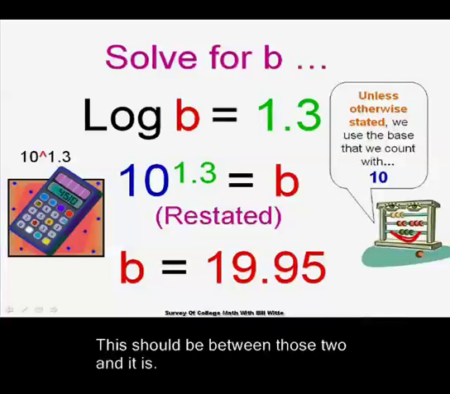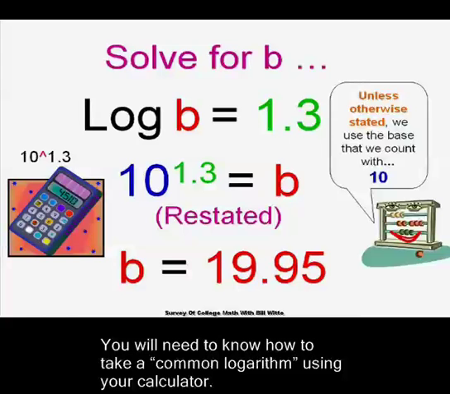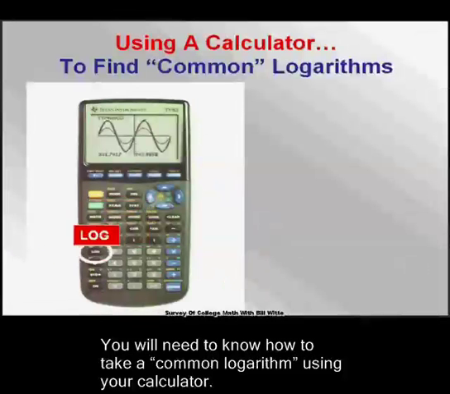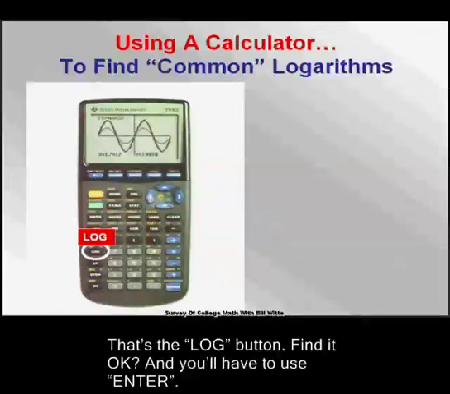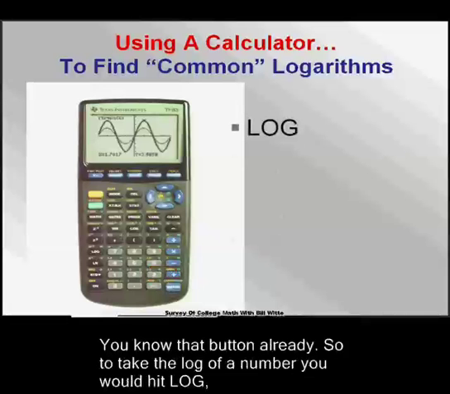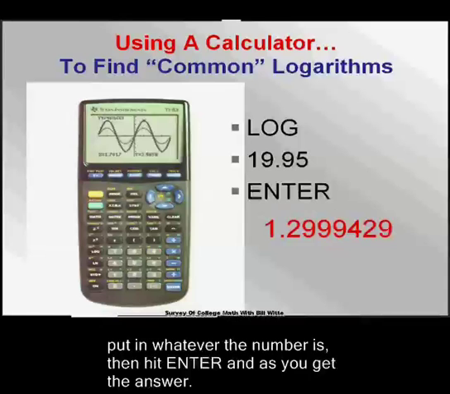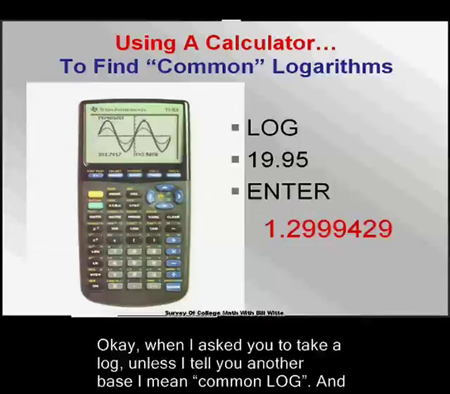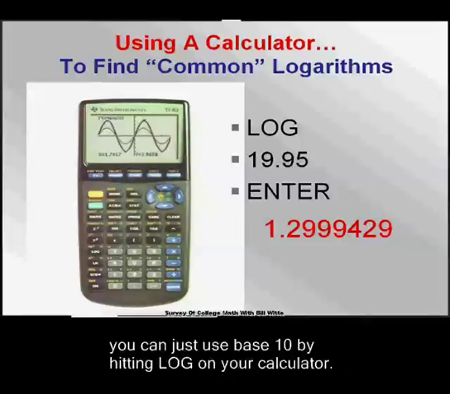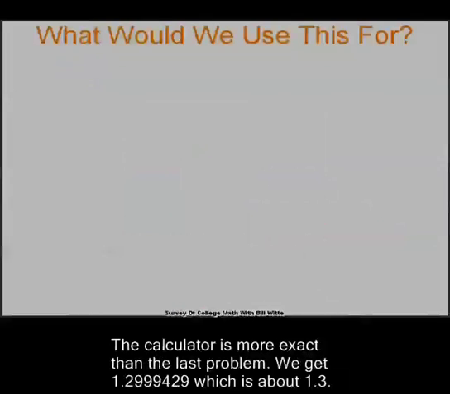Now you're going to need to know how to take a common logarithm using your calculator. A common logarithm, that's log. There's your button. Find it. And you'll have to use enter. You know enter already. So to take the log of a number, you would hit log, put in whatever the number is. Let's take the log of 19.95. The common logarithm of that, hit enter, and you get the answer. When I ask you to take a log, unless I tell you another base, I mean common log, and you can just use base 10 by hitting log on your calculator. Missed it by that much. And the last problem, it says about 1.3. So close enough. Excuse me, Professor Brain.